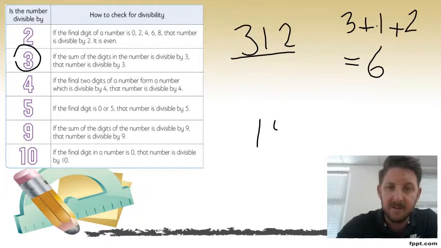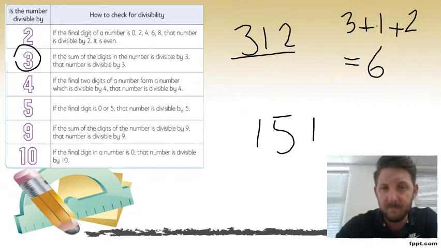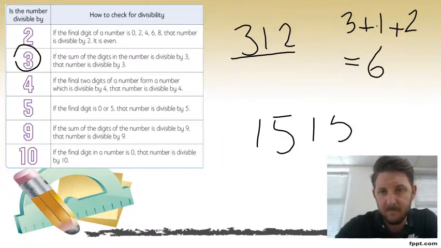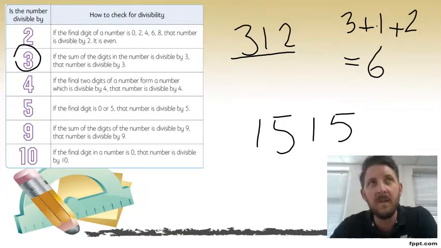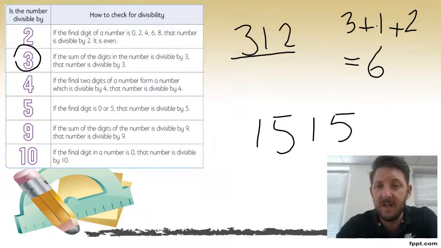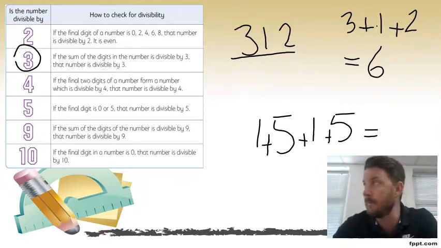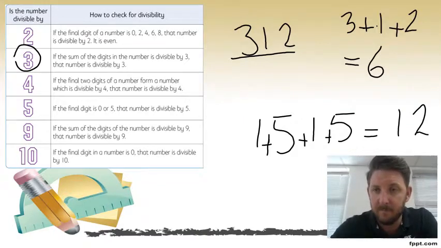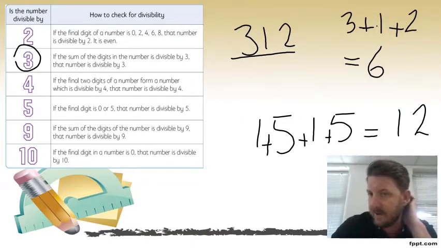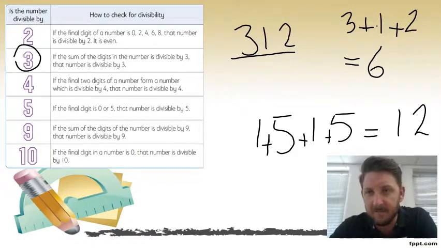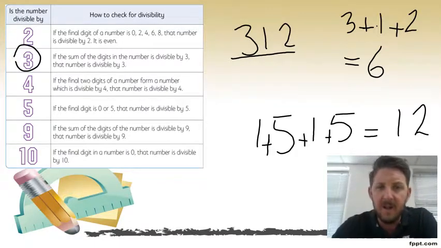Another example of this is 1,515. If I added up all of these numbers, I get 1 plus 5 is 6, plus 1 is 7, plus 5 is 12. Does 3 fit into 12? Yes, it does. So I can say straight away that 1,515 is also divisible by 3.